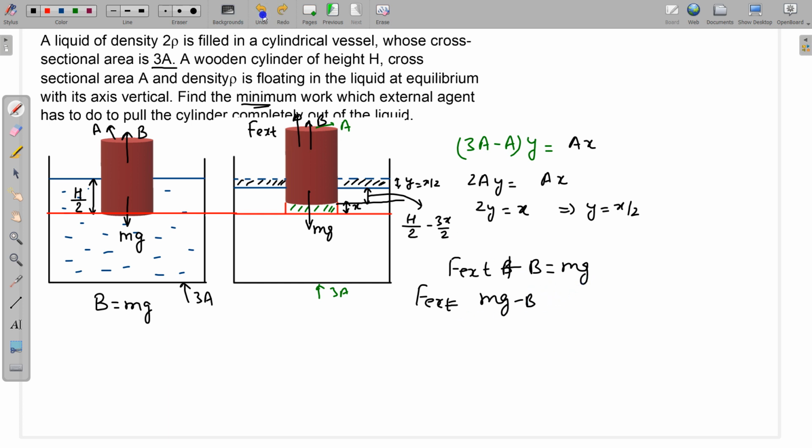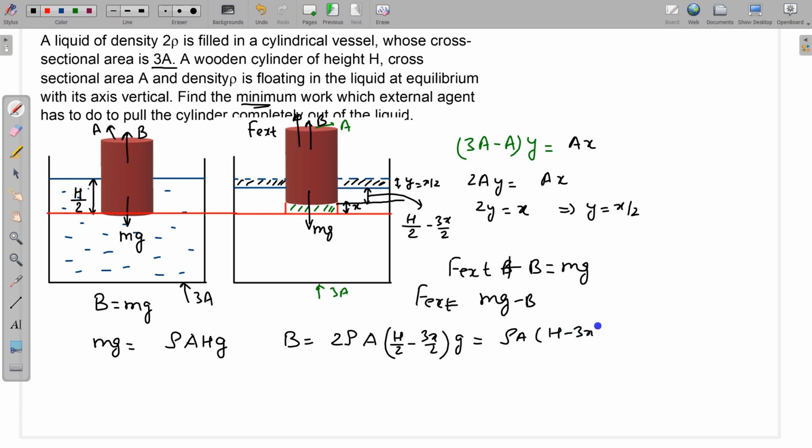Let us calculate this work. Let us calculate mg. mg is the density of this cylinder multiplied by its area of cross section, its height, multiplied by g. This is mg. And what is the buoyancy force at this particular instant? This is the density of the liquid, which is 2 rho, and the volume submerged, this is area A, and this will be h by 2 minus 3x by 2, multiplied by g. With further simplification, it is rho A times (h minus 3x) into g.